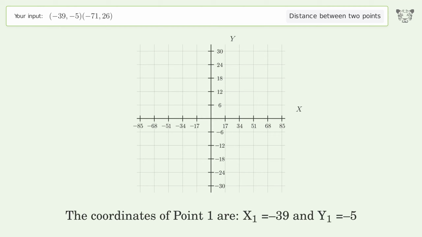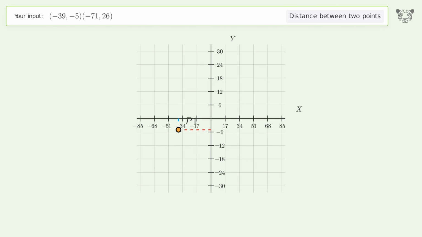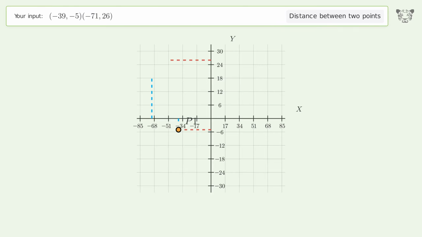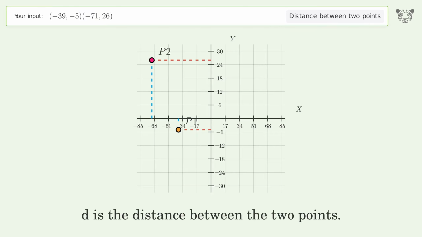The coordinates of point 1 are x1 equals -39 and y1 equals -5. The coordinates of point 2 are x2 equals -71 and y2 equals 26. D is the distance between the 2 points.